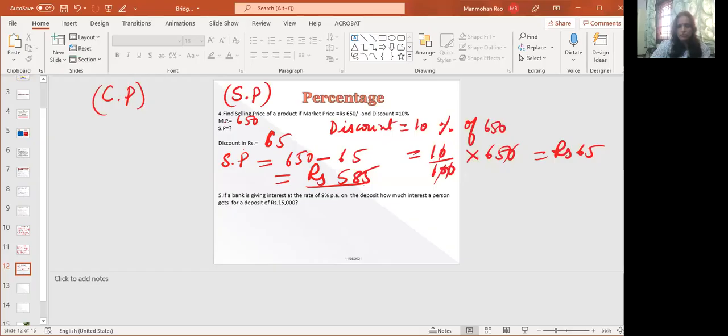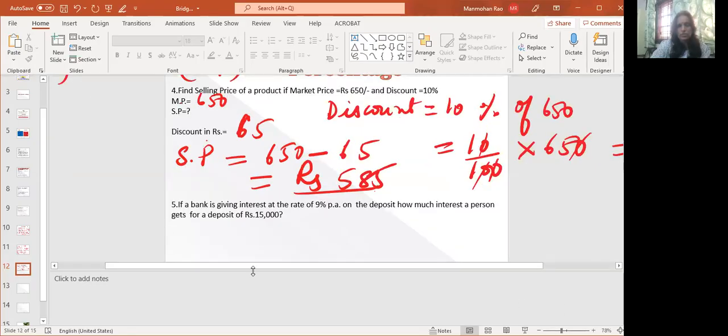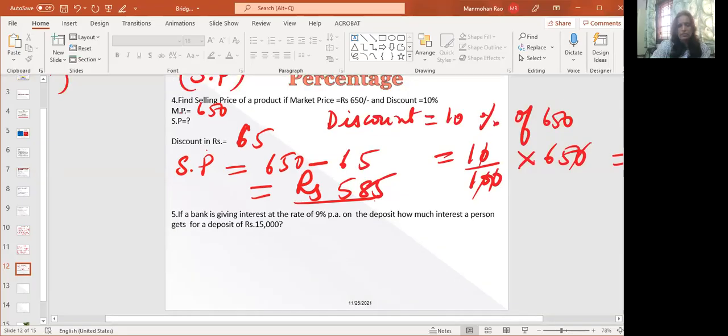And the second one, okay, second is what? If a bank is giving interest, I am taking a problem. This actually is in second semester, but nothing matters. Okay. A bank is giving interest at the rate of 9% P.A., means per annum, per year, for 1 year at the rate of 9%.